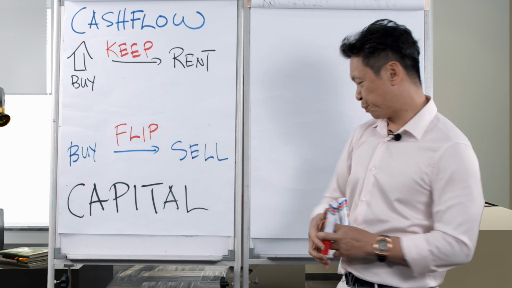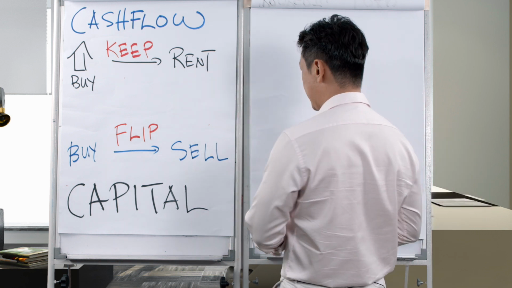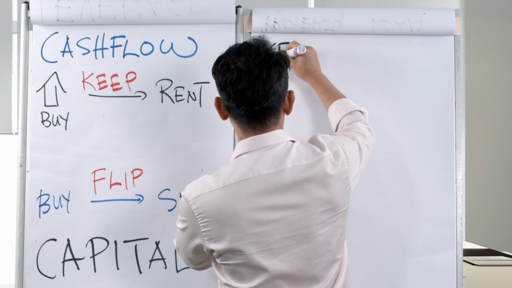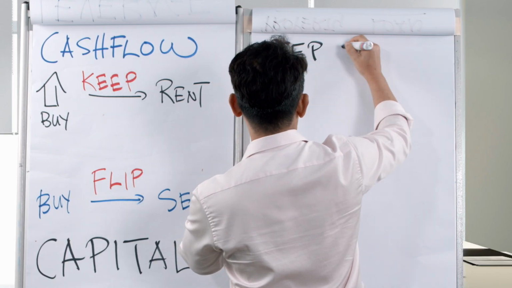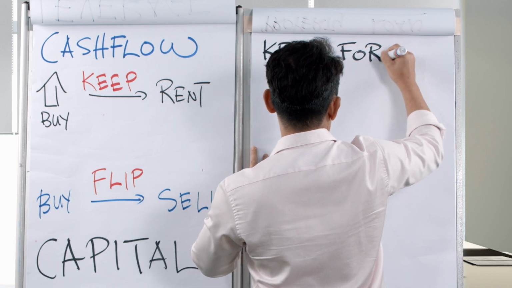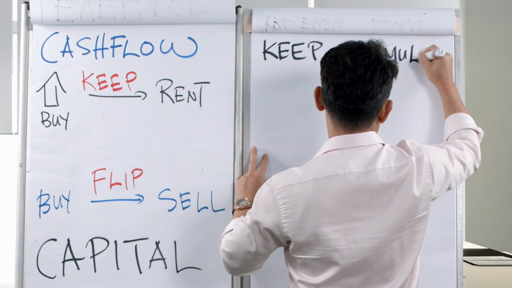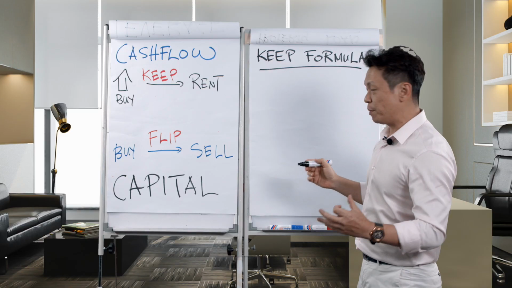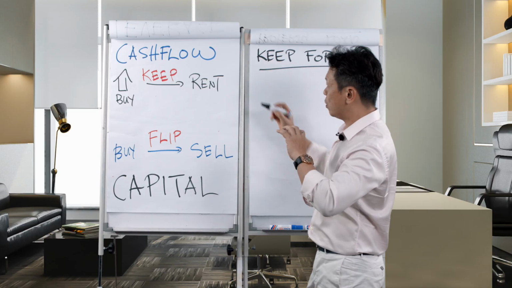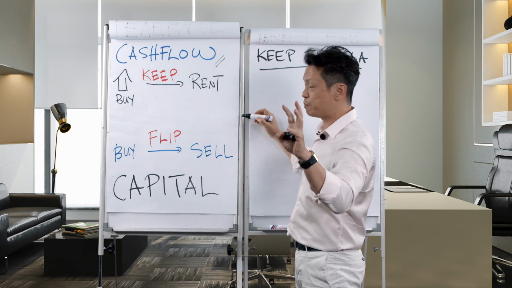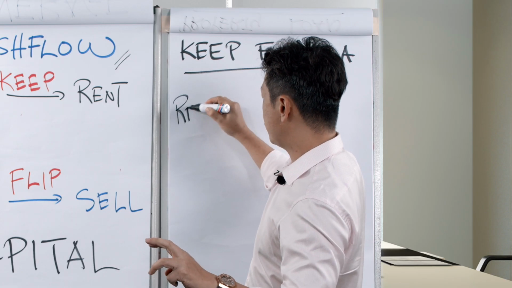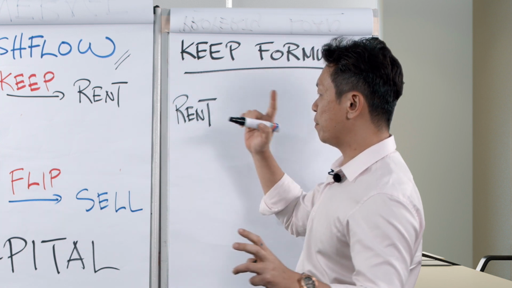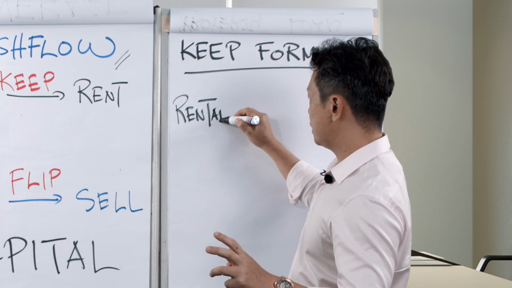So let's go. First things first: if you want to be a keeper right now, you must understand the rules of keeping. Therefore, you must understand the keep formula. A keeper has its type of formulas, and the formula for keeping to get cash flow coming in is basically this. You have to make sure you understand how to get the money coming in from the rental yield.